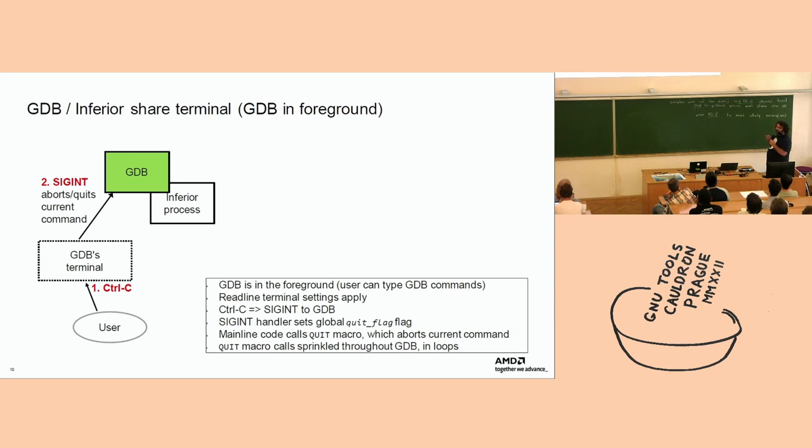You may be stuck in some command doing things in the loop, like reading symbols, and you want to interrupt that. So you've typed Ctrl-C, that has set that flag, and then in spots in GDB that are running type loops, you'll have calls to this quit macro, which checks the flag, and if the flag is on, throws an exception. And that reaches out to the event loop again. Right.